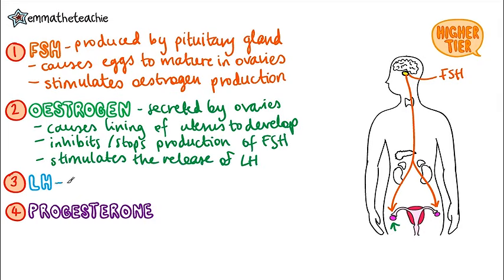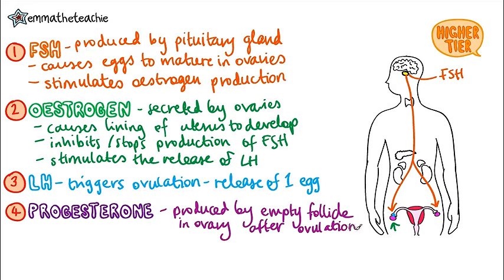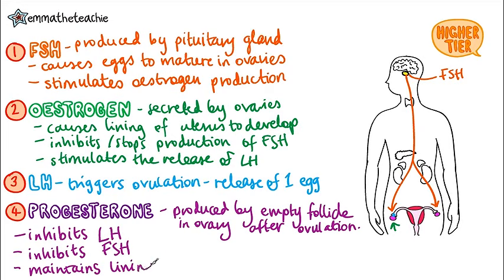LH, or luteinizing hormone, causes ovulation. This causes the mature egg to be released into the oviduct. Finally, progesterone is produced by the empty follicle in the ovary after ovulation. It inhibits LH, as you don't want more than one egg to be released. It also inhibits FSH. Finally, it maintains the lining of the uterus for around 10 days, keeping it thick and ready for a fertilized egg.